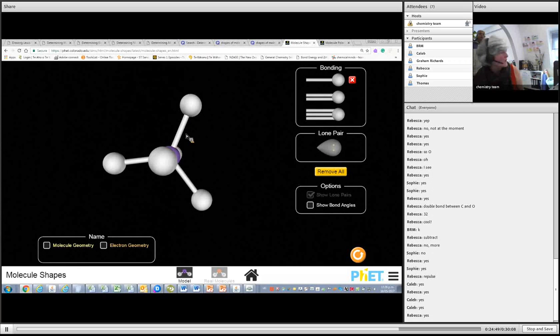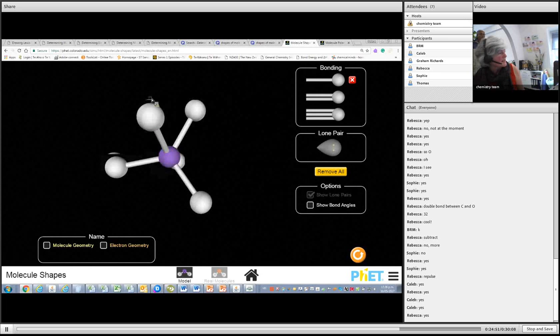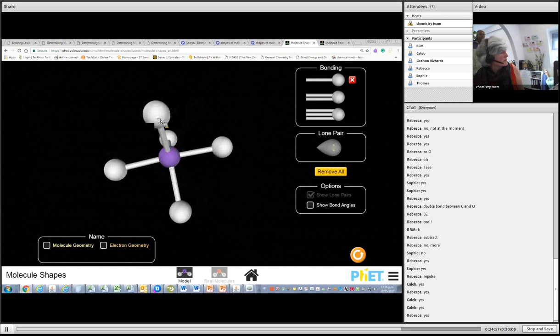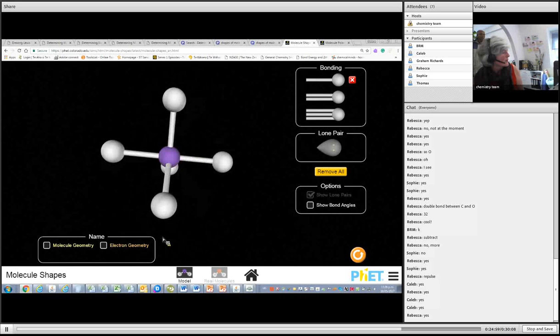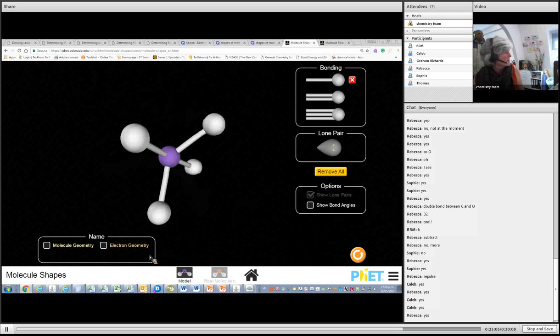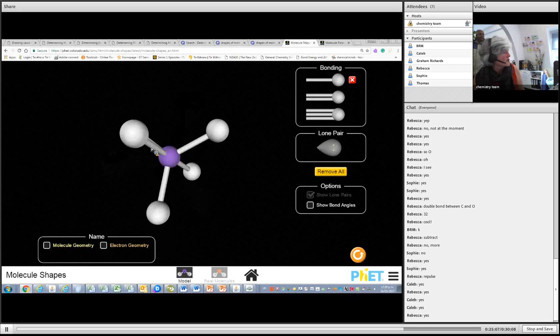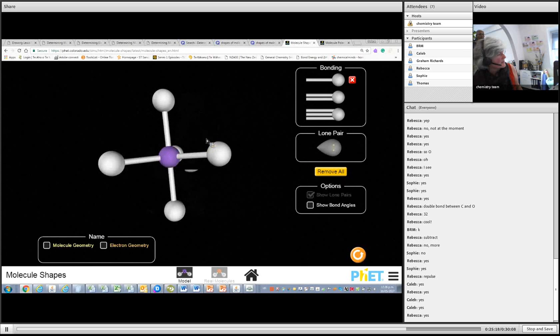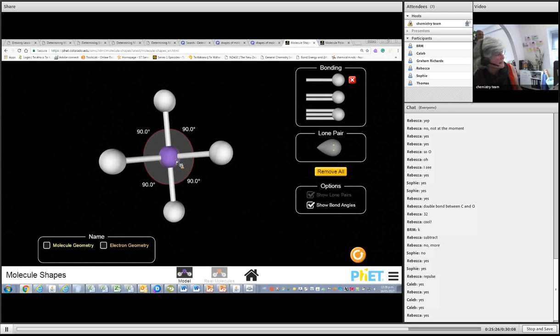Okay, so this bond angle is 120, but if I look down the axial plane, so that's 120, but it is actually, there, that's it. Okay, can you see that that is 90 degrees? So I can show the bond angles and you can see it's 90 degrees.